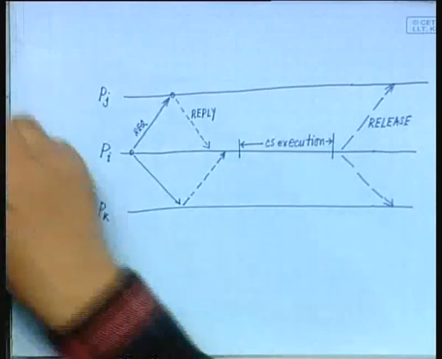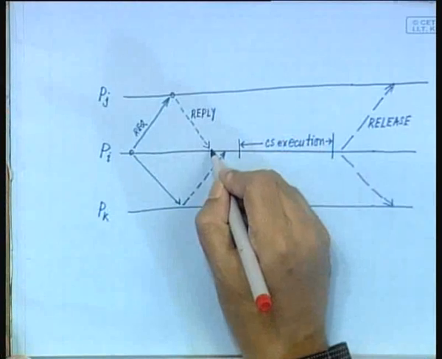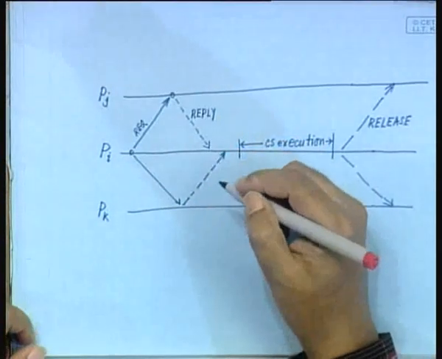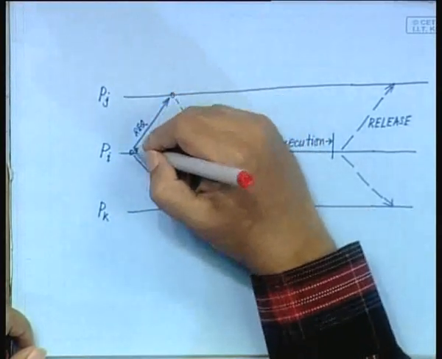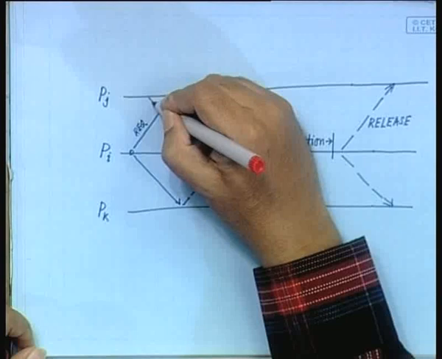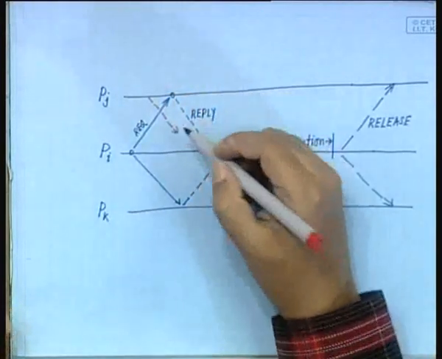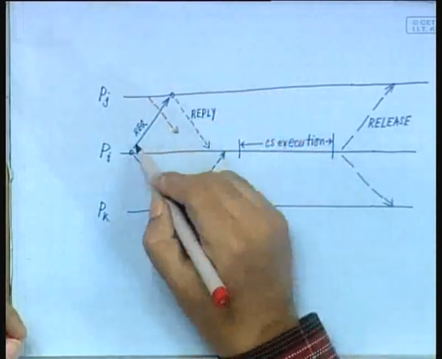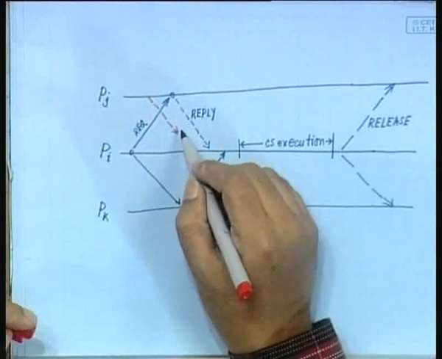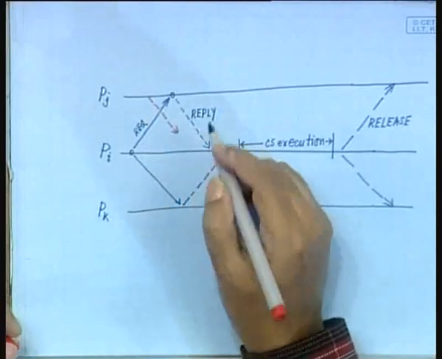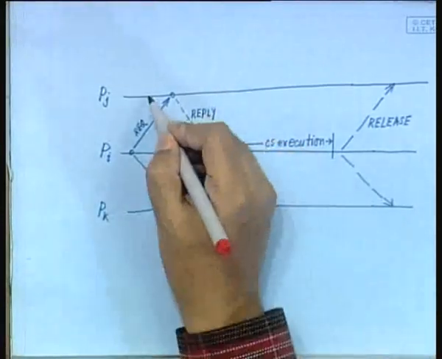Now, recall that the reason we had these reply messages was that Pi needs to know that there is no other request which has a smaller timestamp than its own request, which is in transit. There can be no such request having a smaller timestamp in transit, because messages are delivered in FIFO. Now, one simple improvement that we can have here is that consider Pj.